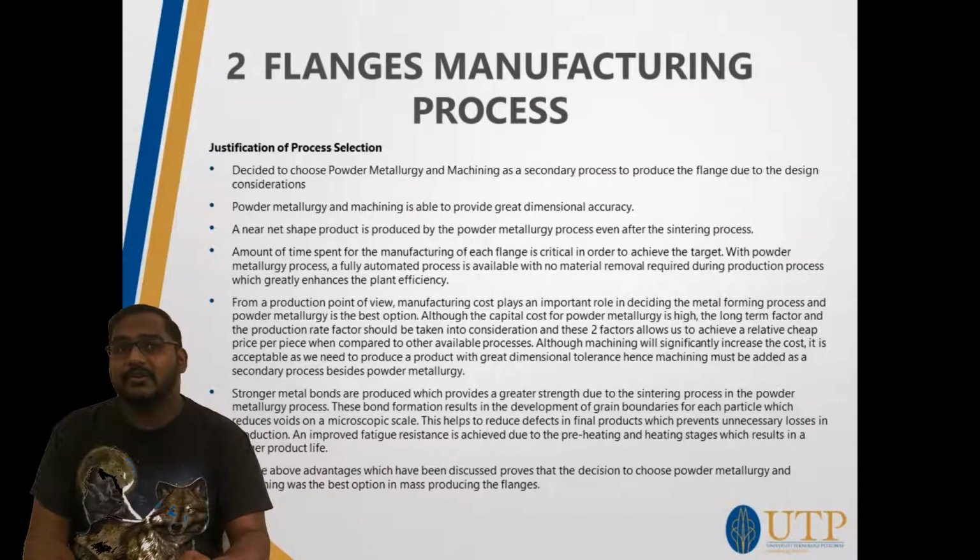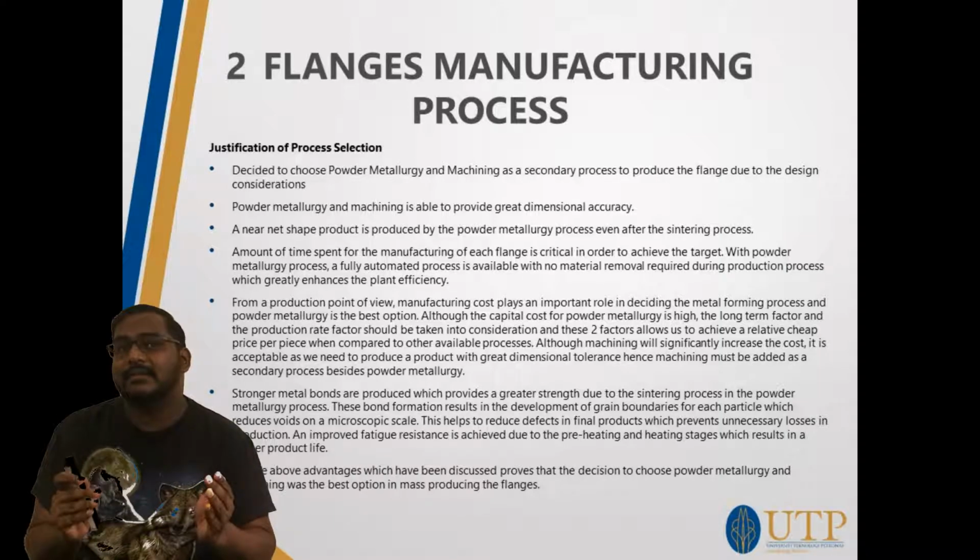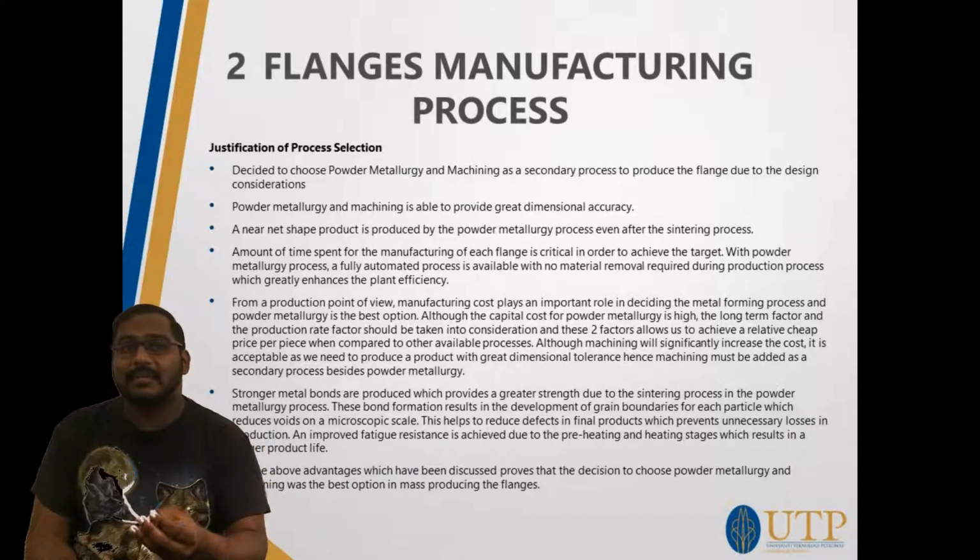Casting, which has a low manufacturing cost, is not able to deliver in terms of large volume and becomes expensive when a large volume is required. Although the capital cost for powder metallurgy is high, the long-term factor and the production rate factor should be taken into consideration, and these two factors allow us to achieve a relatively cheap price per piece compared to other available processes. Although machining will significantly increase the cost, it is acceptable as we need to produce a product with great dimensional tolerance. Hence, machining must be added as a secondary process besides powder metallurgy.